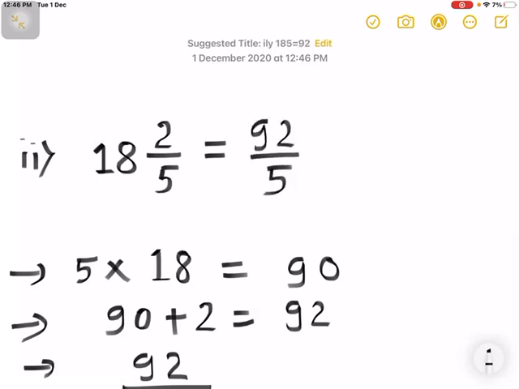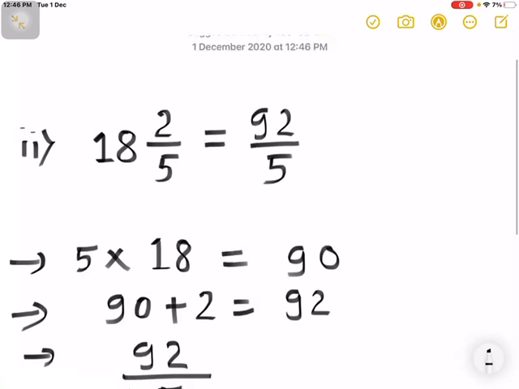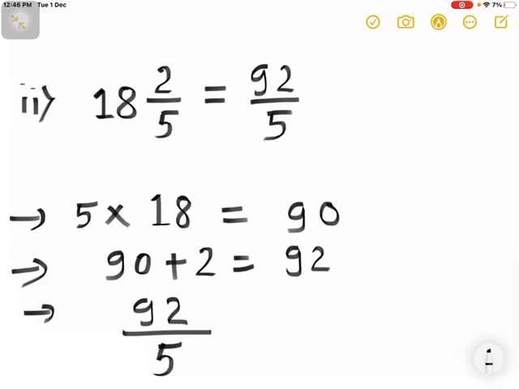So I hope all of you understood very clearly how to change a mixed fraction into an improper fraction. So only this much for today.